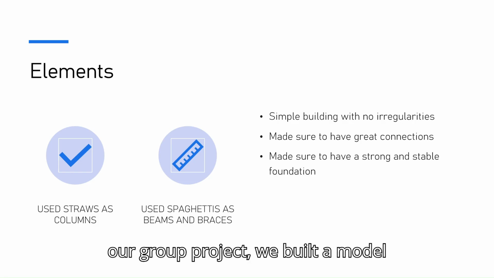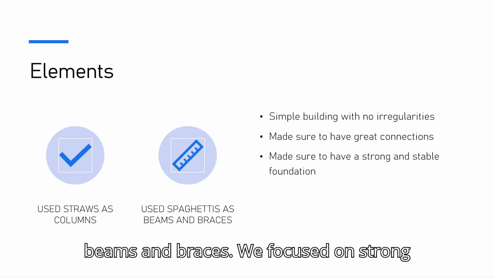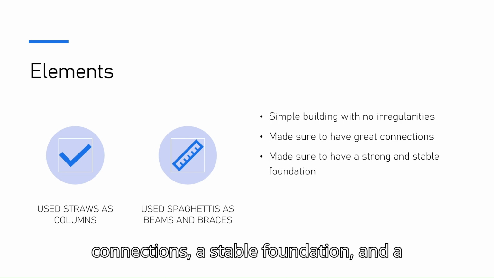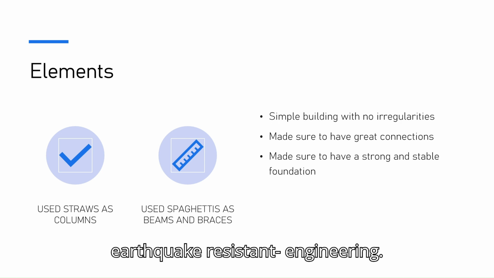In our group project, we built a model using straws as columns and spaghetti as beams and braces. We focused on strong connections, a stable foundation, and a simple design, principles used in real earthquake-resistant engineering.